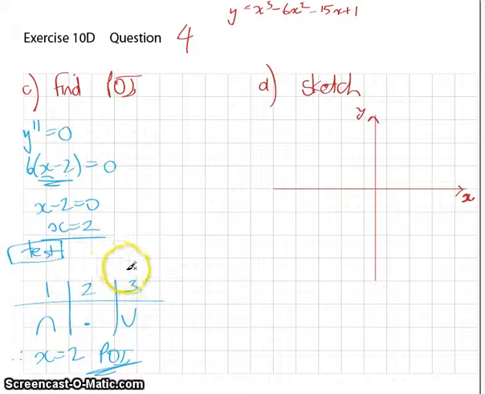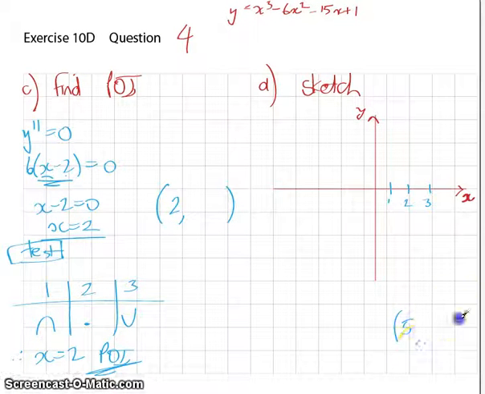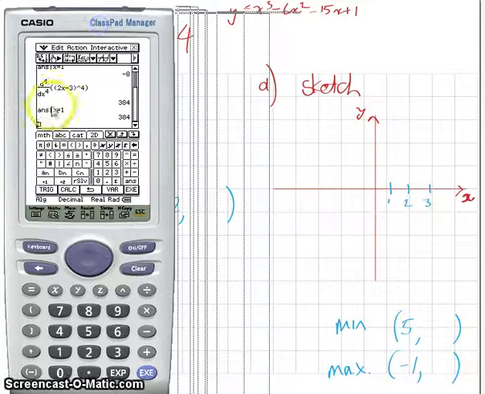I need to sketch all this together. What I can see here is that I've got x equals 2, a point of inflection. I need to find the y coordinate for that. From the previous screen, I had x equals 5 and x equals minus 1, and they were minimum and maximum turning points. So let's just do some evaluations of that using our calculator very quickly. We're looking at the function y equals x cubed minus 6x squared minus 15x plus 1. And I want to evaluate that.